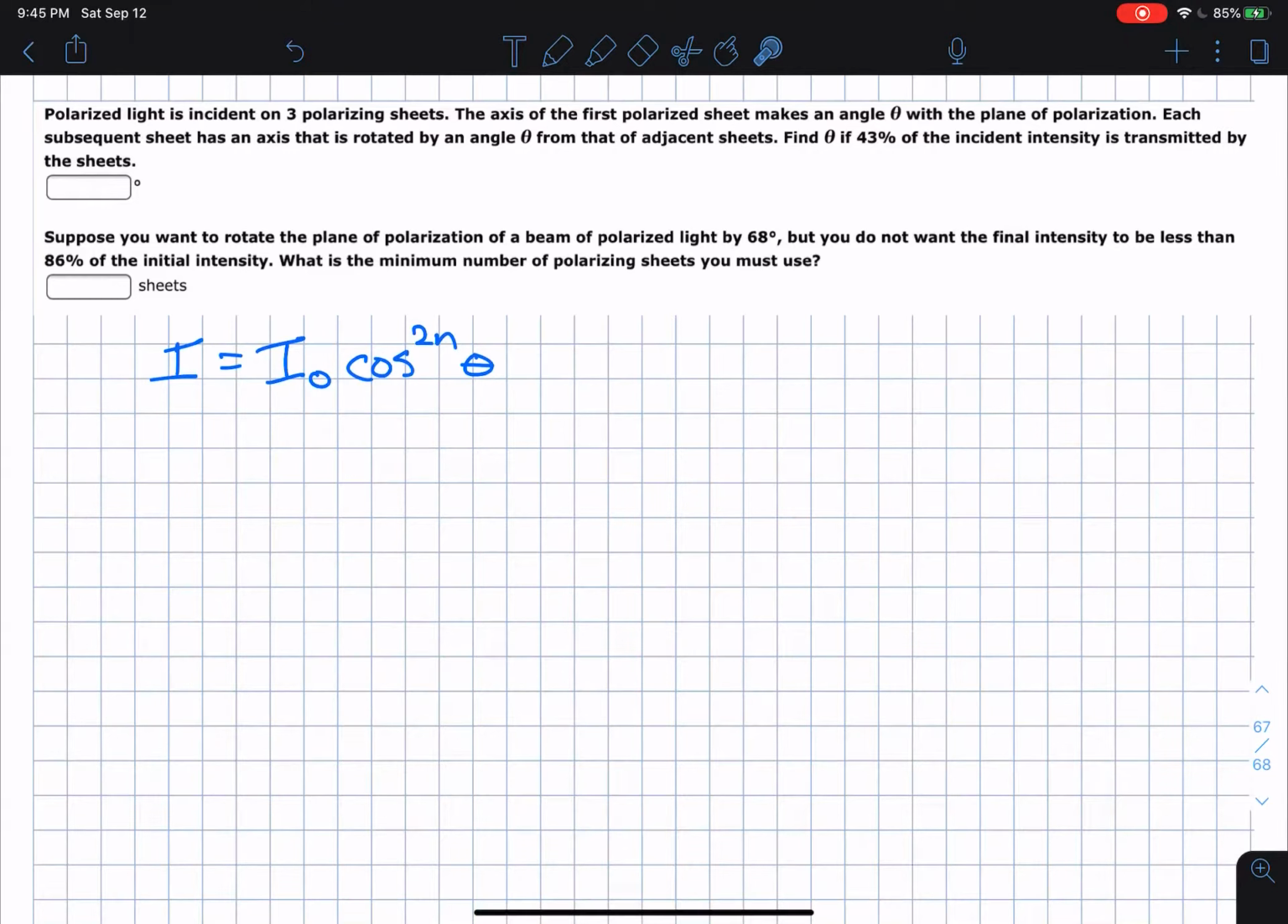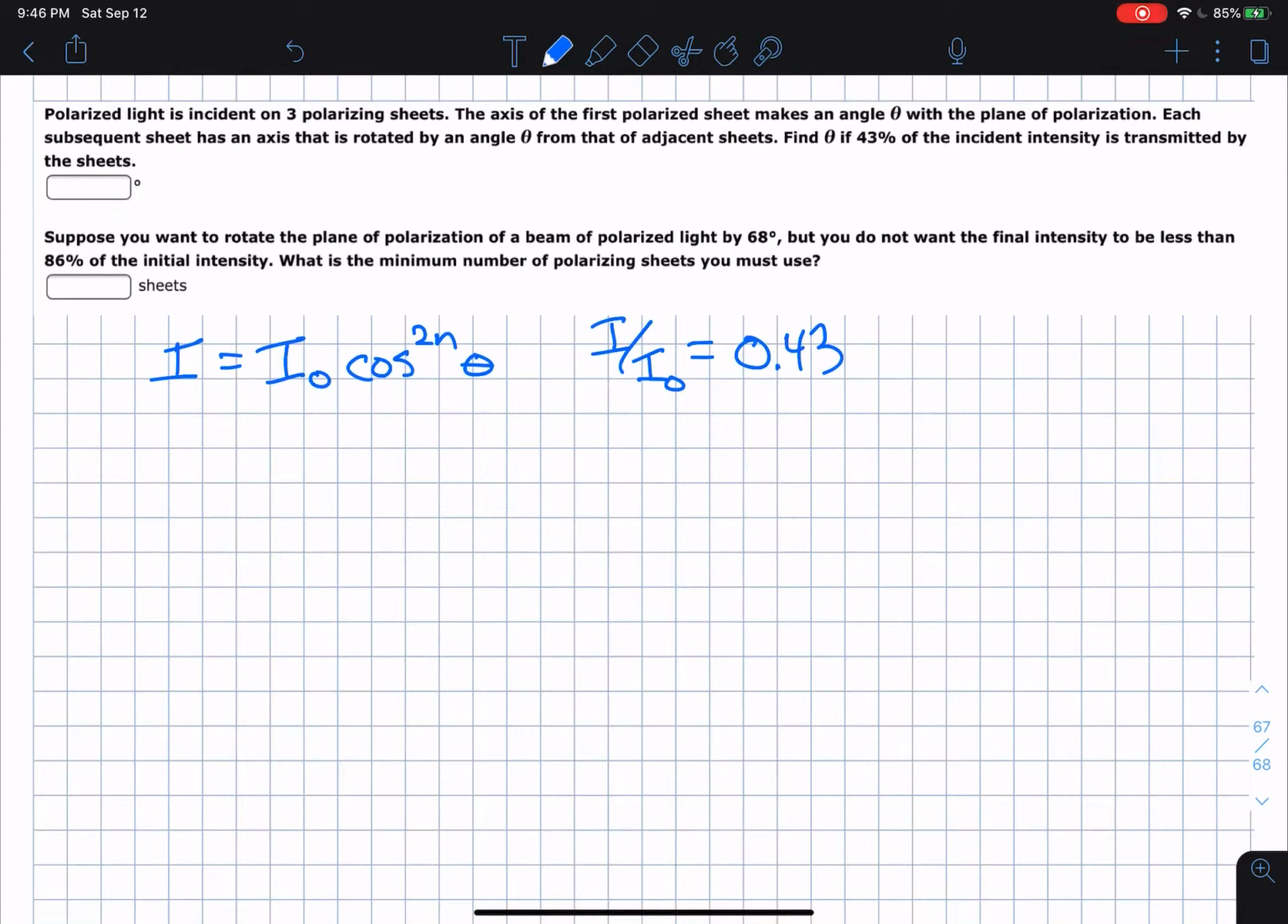And the important thing is it's the same for all of them. If it wasn't, it'd still be solvable, it would just be more complicated. But we're not going to get into that. We're keeping it simple. They all have the same angle, so we can use this formula just once. And again, it keeps it pretty straightforward. So 43%, it says 43% of the incident intensity is transmitted. So what that's really telling me is that I over I naught is equal to 0.43.